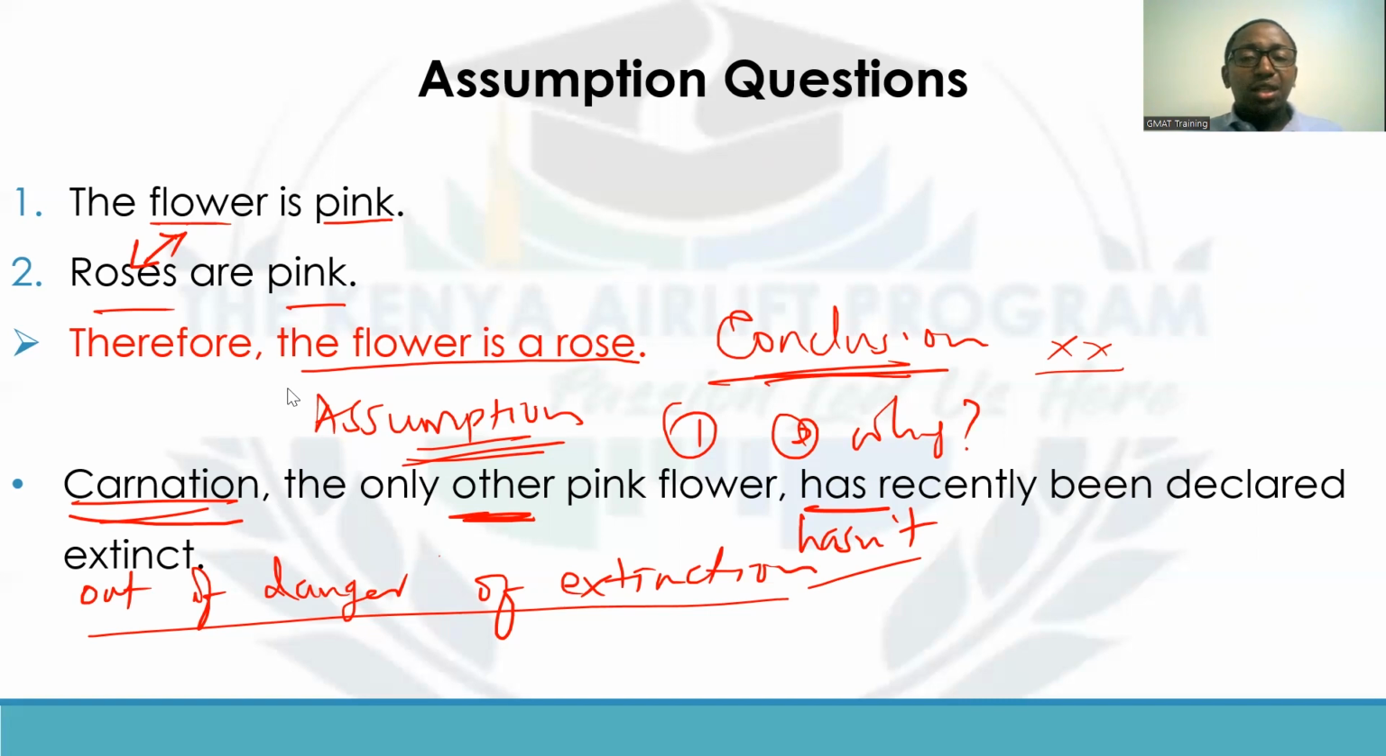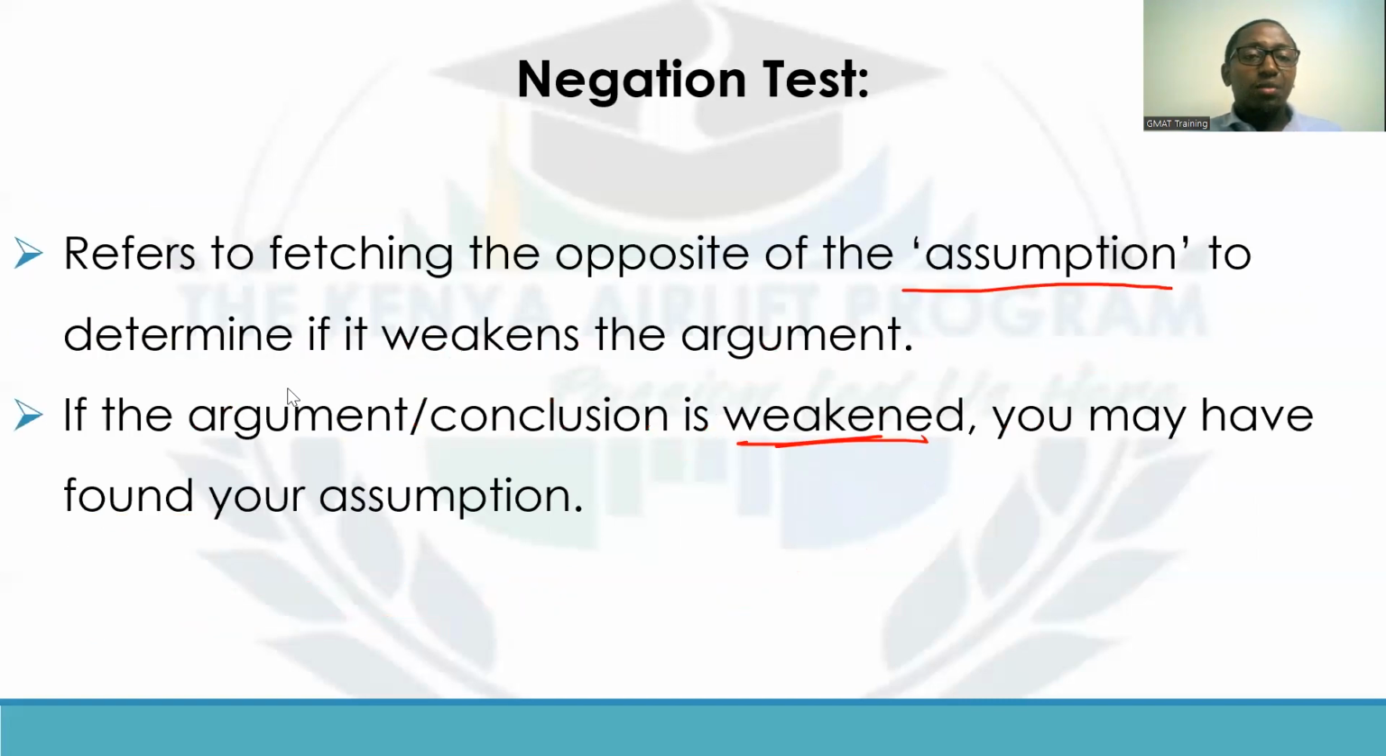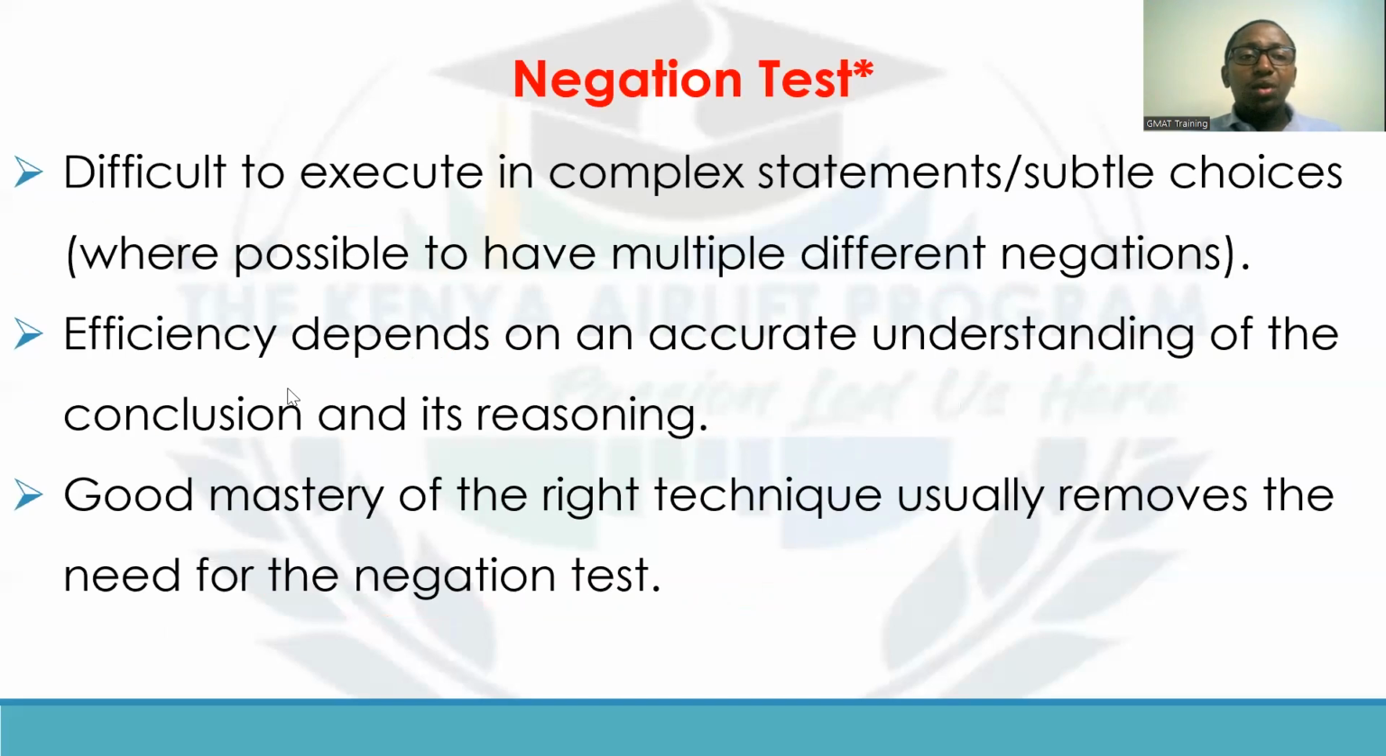So negation has its own problems, and we'll see them here. One, it's difficult to execute in complex statements or statements that have subtle choices. These also include cases where it's possible to have multiple different negations. And you've seen in our example, our ability to negate depended on understanding the conclusion and reasoning, but it also requires an understanding of that assumption statement.